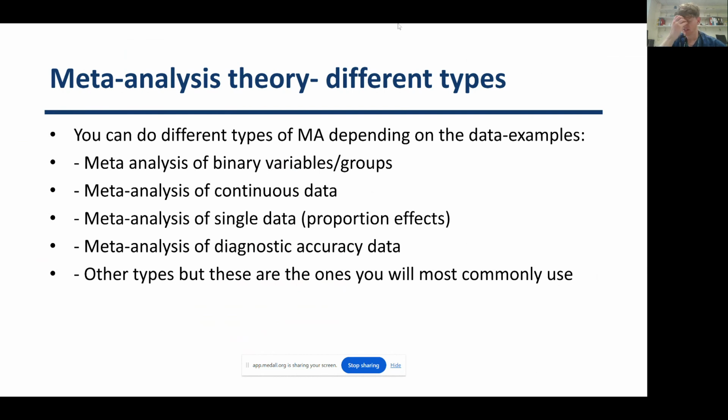There's other ones like meta-analysis of continuous data. For example, does a certain treatment reduce volume loss in mils, depending on the group? So if your measurement is milliliters or hours or days or weight, that's a good one to use. You can meta-analyze single data, which I'll explain. And you can also meta-analyze diagnostic accuracy. These are generally the most common ones that you can use, and I'd especially advise the ones to learn about as a beginner.